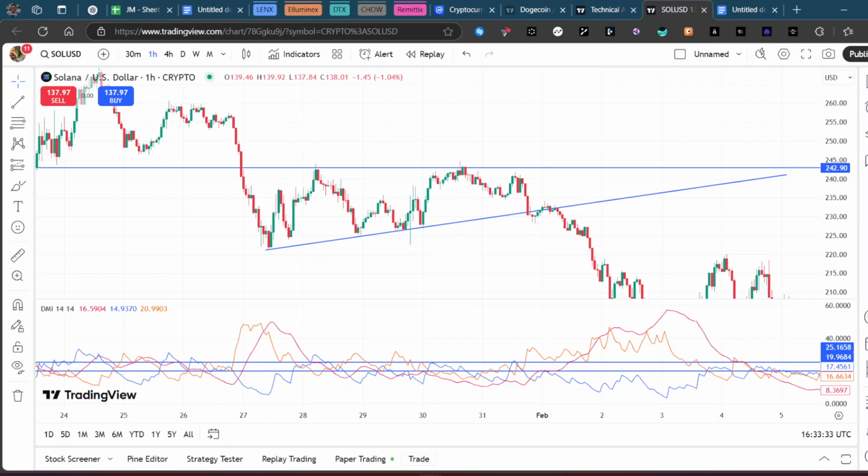So here's a quick pro tip. Combine your DMI with support and resistance levels or moving averages to get even stronger confirmation before taking a trade. So there you have it, the DMI trading strategy explained. Now you know how to use the positive DI, which is the blue line, the negative DI or the orange line, and the ADX, the red line, to spot trends, filter out weak signals, and improve your trade timing.